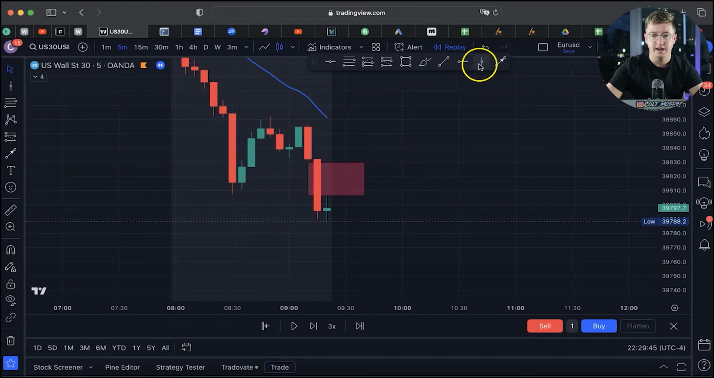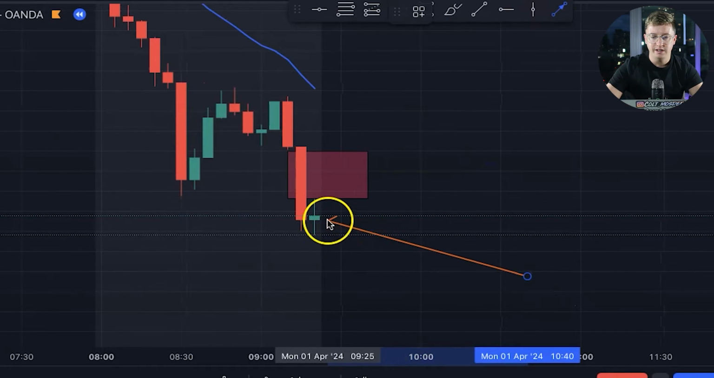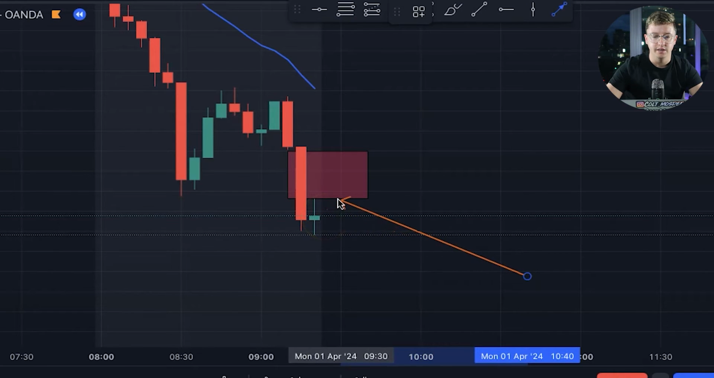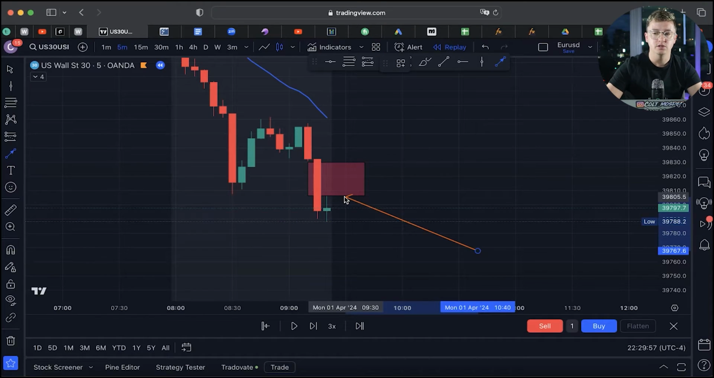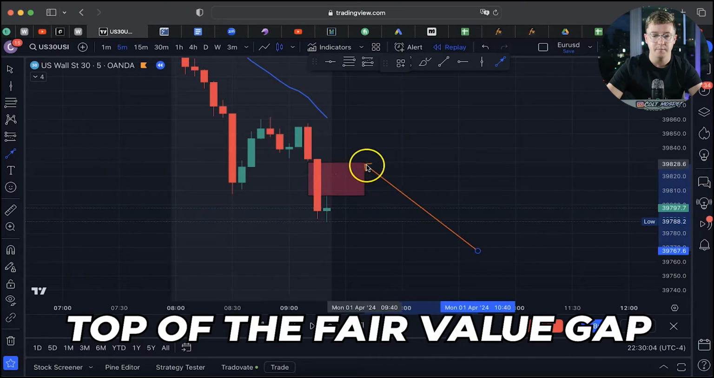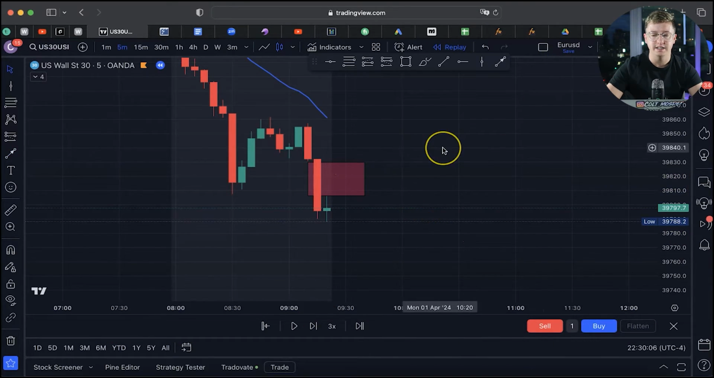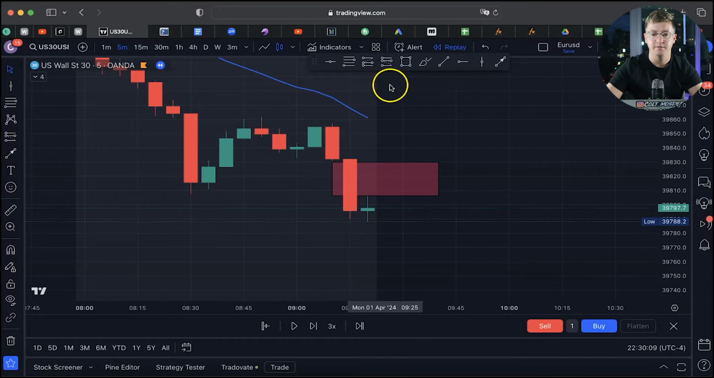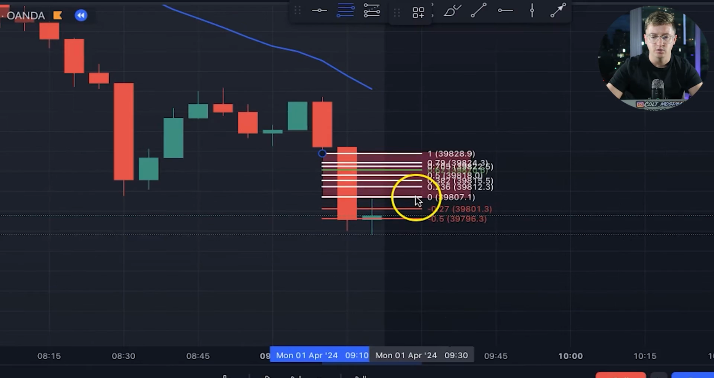Usually the first way that I enter on a fair value gap is, price is currently right here when the fair value gap formed. Once price goes and hits this point, the bottom of the rectangle on a bearish fair value gap, I'm going to be selling. But you can also do it to where it hits the halfway point and the top of the fair value gap. I think the most accurate way to measure the fair value gaps and figure out where you should sell is if you get the fibs from the high or the fair value gaps.